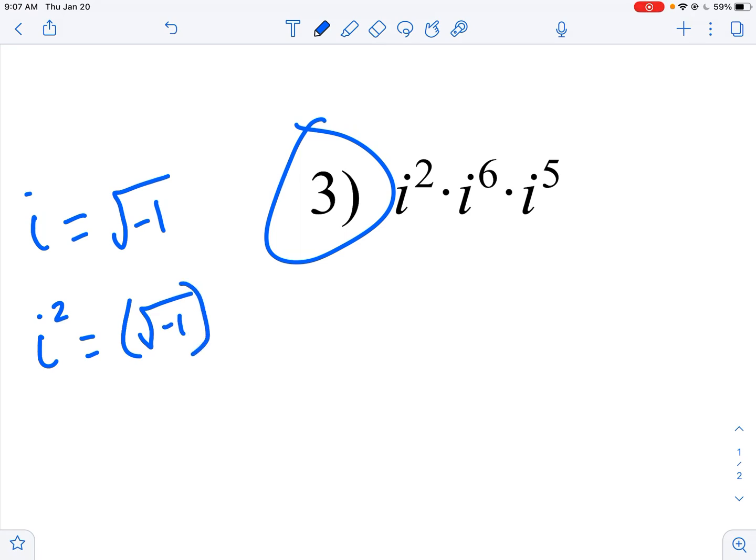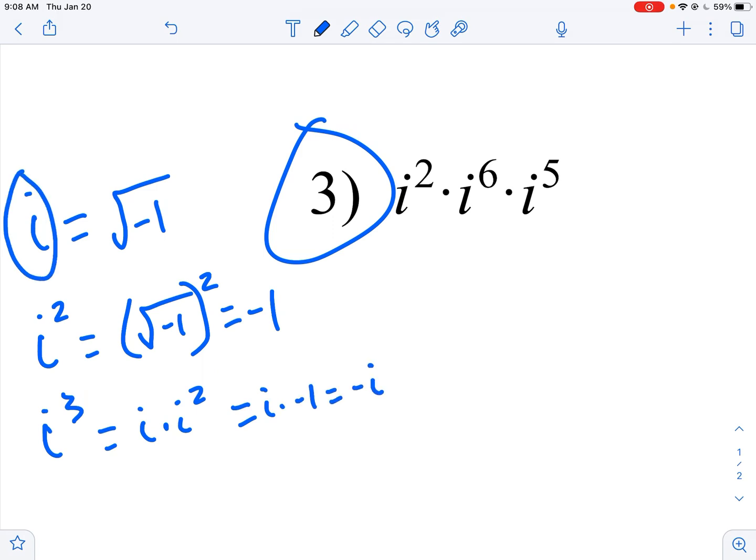If you square i, that's squaring the square root of -1. You get -1 out of that. If you have i to the third, that's going to be i times i squared. And we already know that i squared is -1. So that makes it i times -1, which means it's negative i. So i and i to the third are almost the same. It's just i to the third's negative i.